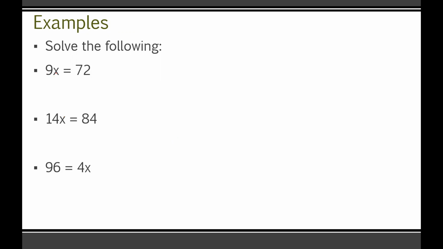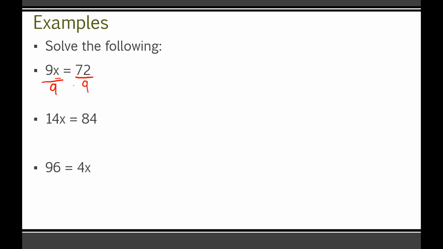Very first question here, we have 9x equals 72. So this means 9 times something equals 72. The key to solving linear equations when we're trying to find what x is equal to is we should undo whatever is happening to the x. So in this case, we have 9 times x equals 72. To undo a 9 times, we have to do the opposite operation. Well, the opposite of multiplication, of course, is division. So we should divide by 9 on both sides.